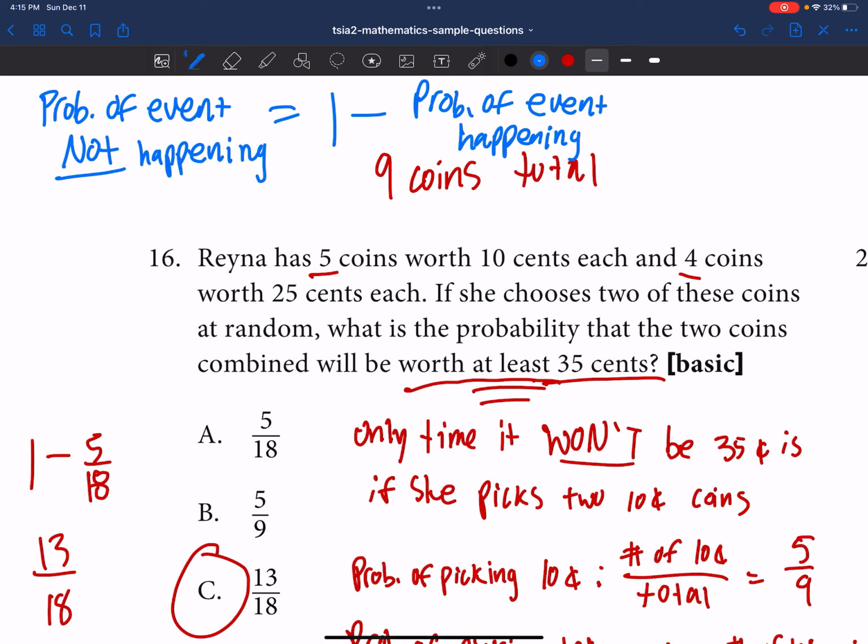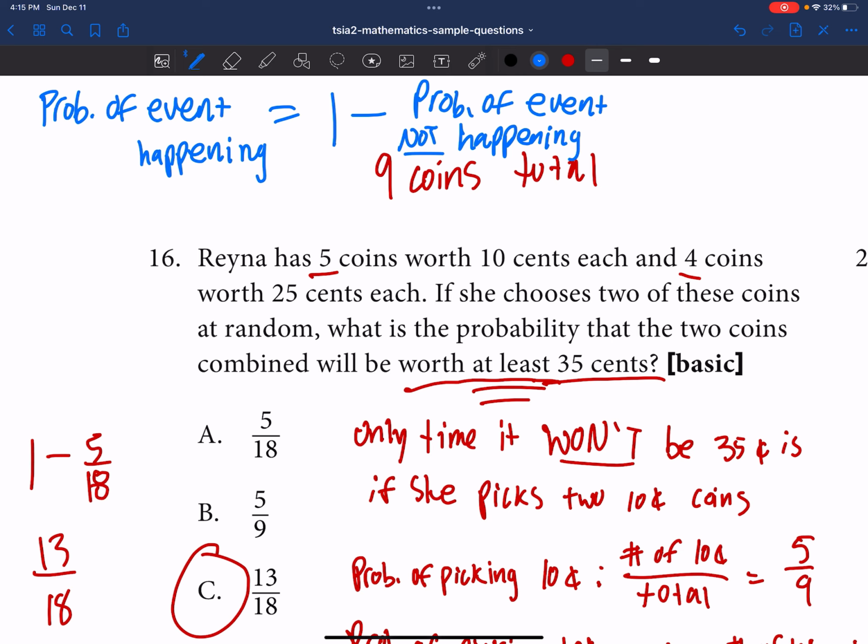So if you subtract from when it is happening, or vice versa. Sorry, I should have said probability of event happening. This one would be not. Actually, both are true, but this is the one we did. I did 1 minus the probability of the event not happening. You could also find this probability by finding the probability that she picks 2 quarters, and adding that with the probability that she picks a quarter and a dime.